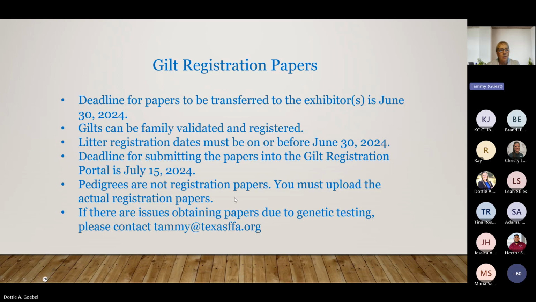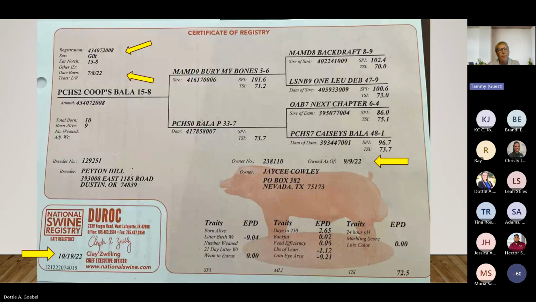Okay, Dottie, let's go to the next slide, please. Okay, so I've indicated the areas on registration papers that we just have visited about. And let's look down here at the bottom left-hand corner. This is where the associations record the actual date that those papers, or that particular litter of pigs, was registered into the association. So that would fall well within our spring guidelines, but this is a critical date. If this date is after June 30th, then we're going to have issues approving those papers.